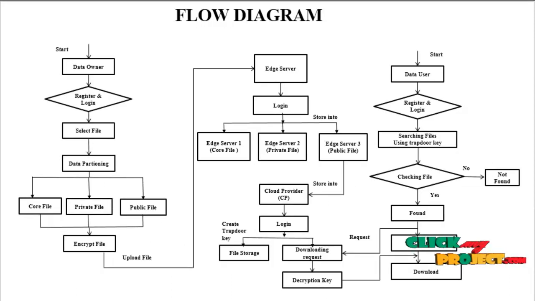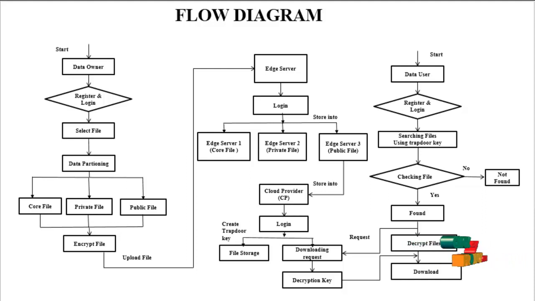This is the flow diagram. Here we have four categories. First one is data owner, second one is data user, third one is edge server, fourth one is cloud service provider. First, we start the process of the data owner. Before starting, they should register in this portal. After the registration, they should log into this portal. After the login process, they select a file from the local repository.